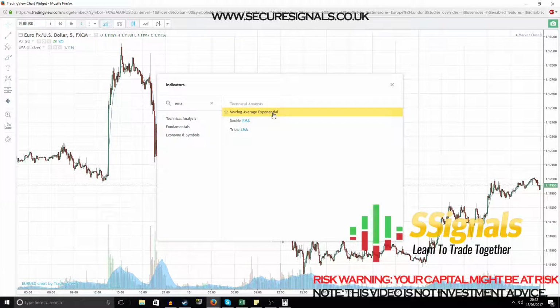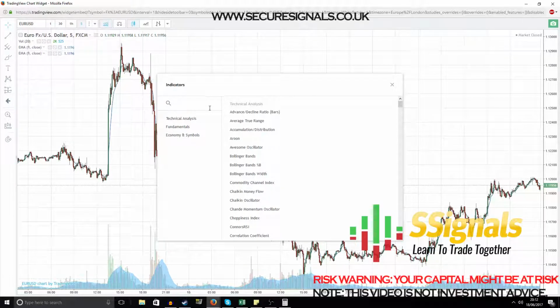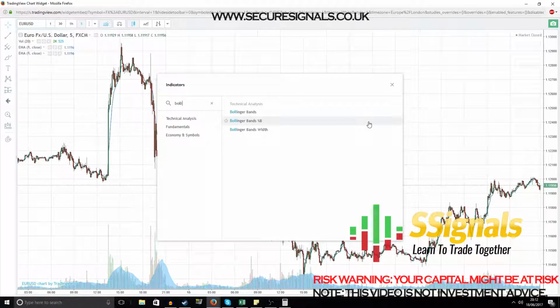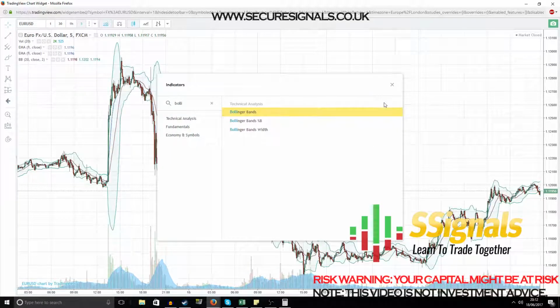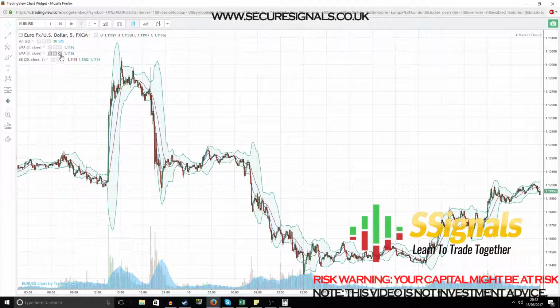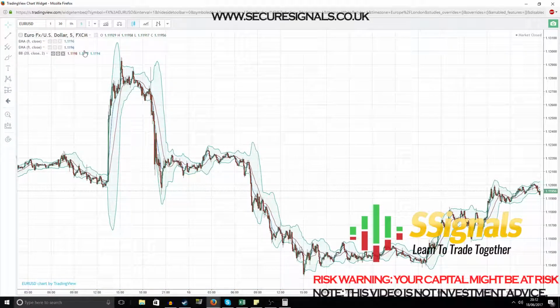So I'll click this twice because I need 2 of them. And I'll also need a Bollinger Band. So I'll click the top one here. So as you can see, all these indicators have been added. You can close the volume one, which is a preset one. So as you can see, the Bollinger Bands and the EMAs.